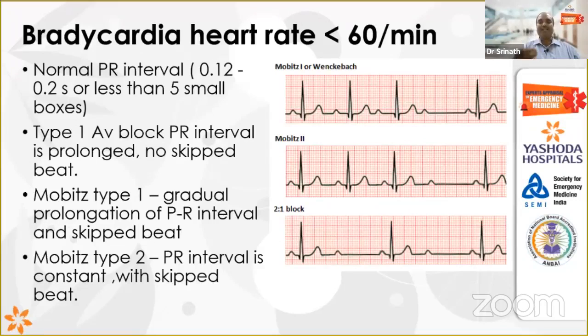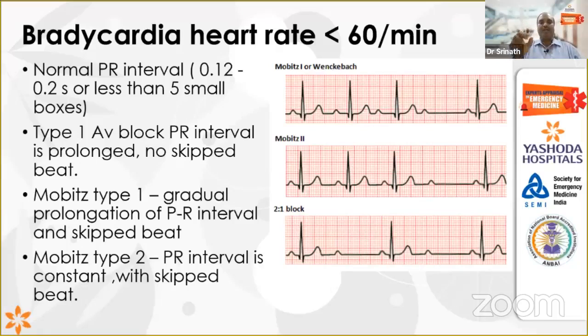If only the PR interval is prolonged, that means it is a type 1 block. The stimulus is not going from the SA node to the AV node in the normal way. That is the reason why the conduction is delayed and you see the PR prolongation. If it is more than 5 small boxes, that is more than 0.2 seconds, then you have to consider this and say that this is first degree AV block. 0.12 to 0.2 seconds is your normal PR interval.